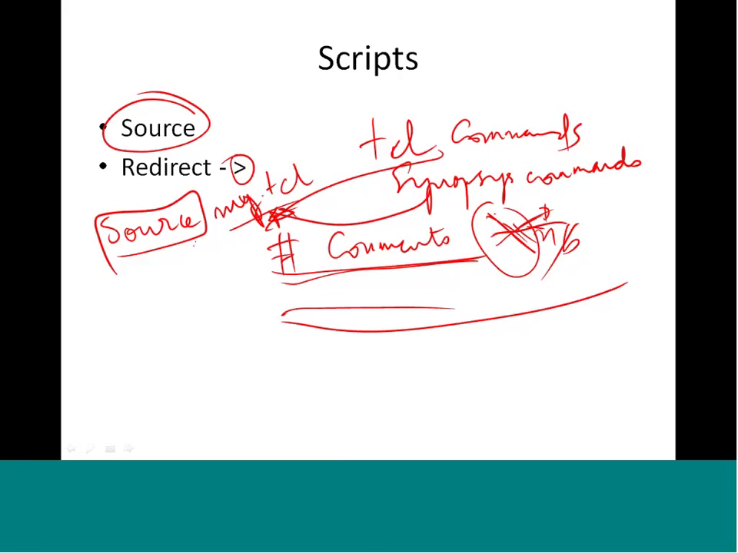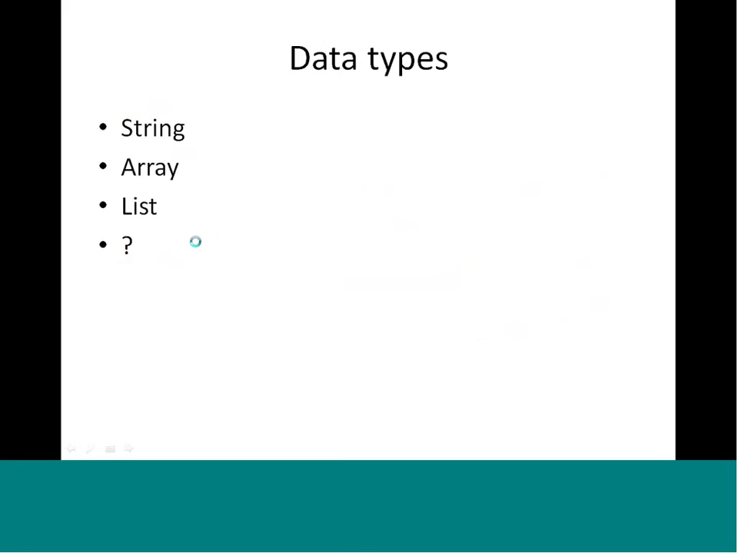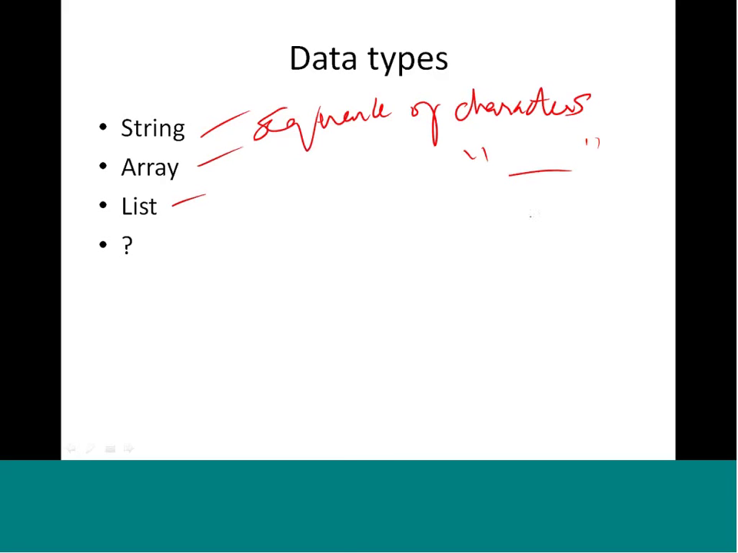Now let's go to the next one, which is the data types. As we have seen in regular Tcl, Synopsys also supports the three basic types of data, which are strings, array, and list. The string is nothing but a sequence of characters, and a string can be within quotes, basically you can embed strings within quotes, or you can have just generic strings of just some letters.